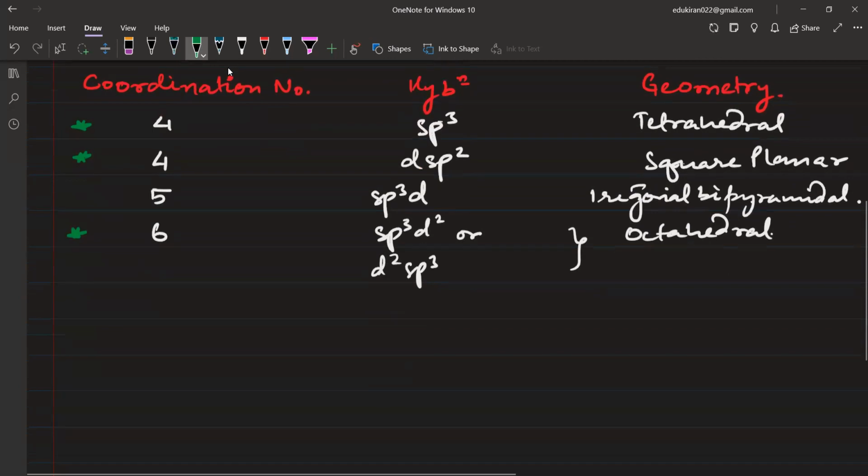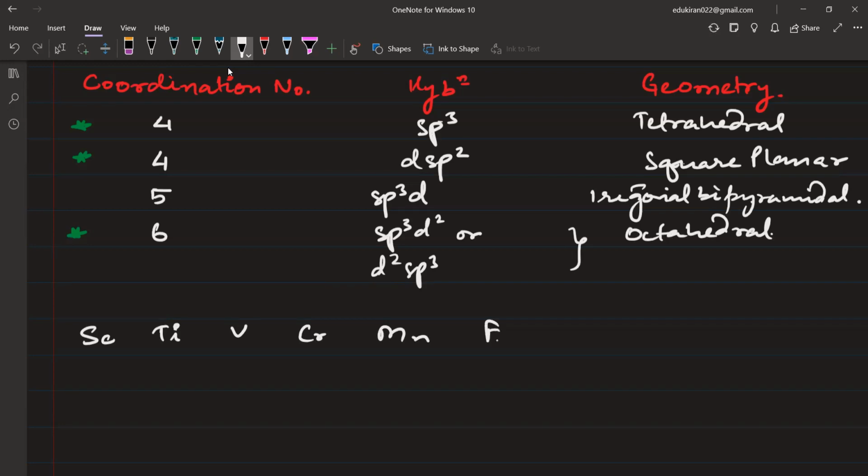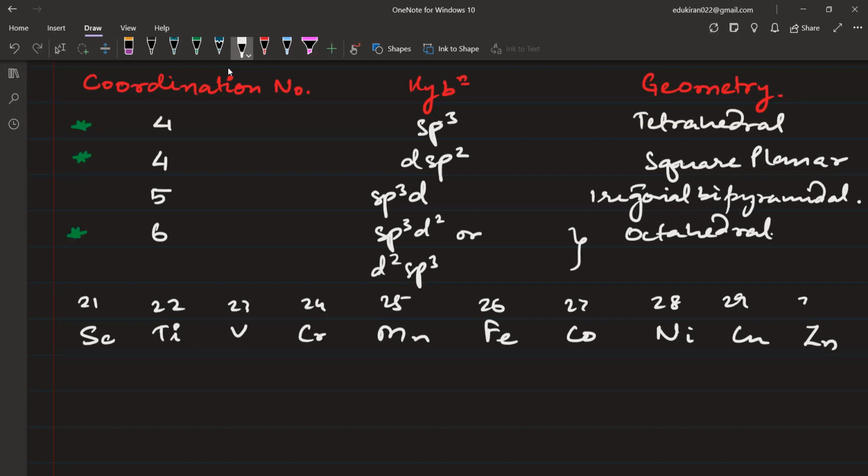Before moving to the valence bond theory, let us revise the 3d series elements. Which elements are present in the 3d series? Scandium, titanium, vanadium, chromium, manganese, iron, cobalt, nickel, copper, zinc. And the atomic numbers for these are 21, 22, 23, 24, 25, 26, 27, 28, 29, and 30.